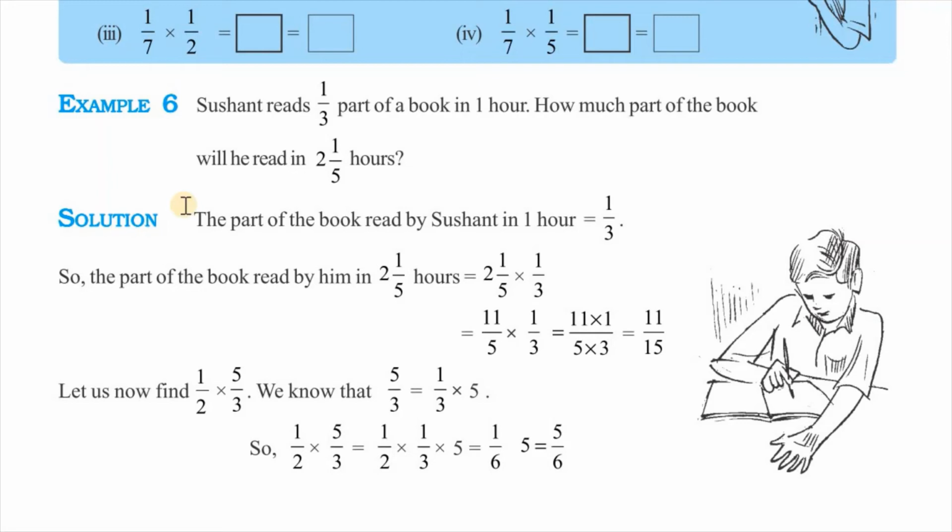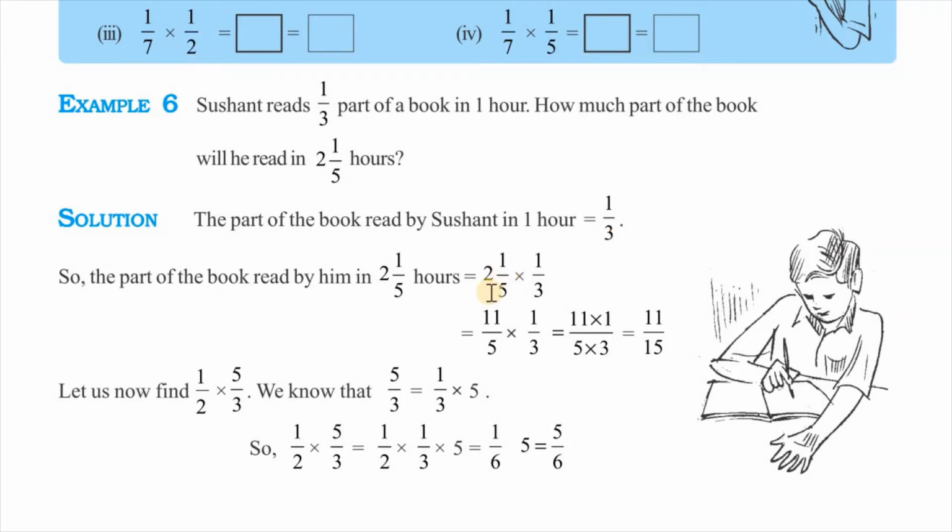Next, we have example 6. Sushant reads 1/3 part of a book in 1 hour. How much part of the book will he read in 1 by 5 hours? So, the given information is the part of the book read by Sushant in 1 hour is equal to 1 by 3. So, the part of the book read by him in 1/5 of the hour is what we should find. So, like we have just found out, whenever there is an 'of' operator, you have to multiply. So, 1 by 5 into 1 by 3.